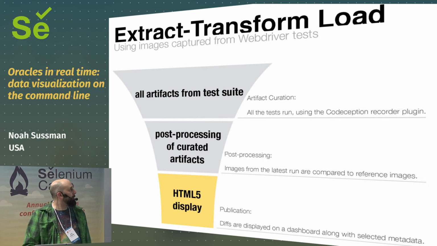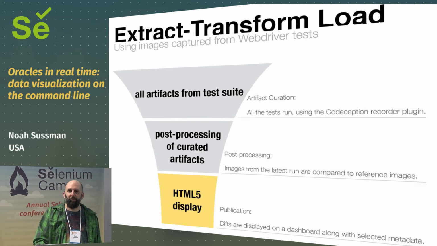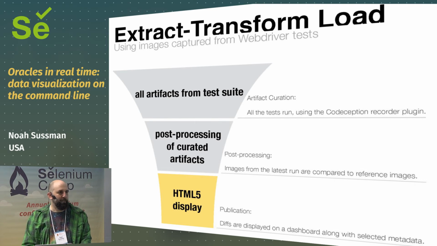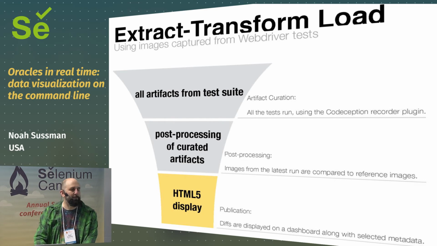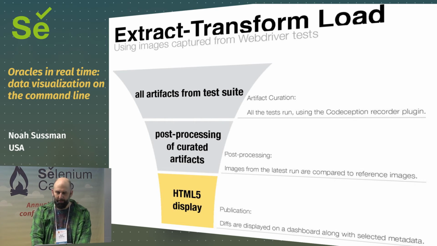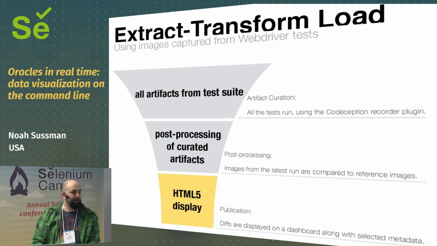So this is the extract, transform, load pipeline that I typically build. Jenkins is really happy to hand you all the artifacts from your test suite. And then if you want to make sense out of them, you need to write some scripts to post-process them. And then ideally, you display them on a dashboard, put that up on a wall, and your whole team can look at the dashboard and make sense of the tests, even people who are not familiar with the tests.